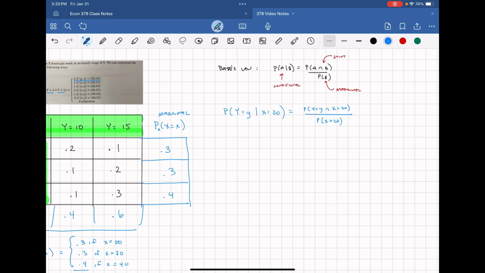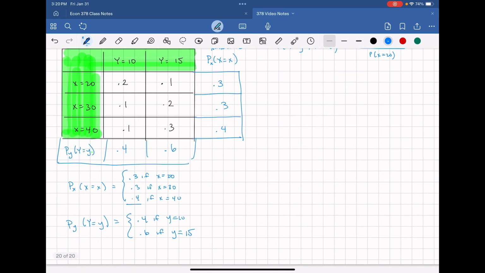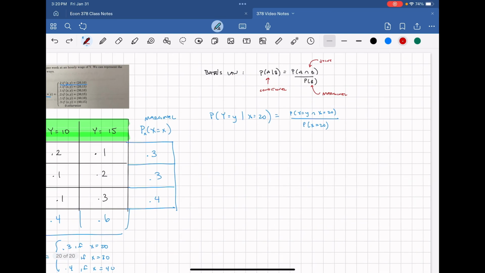So if I look over here, what's the probability that X equals 20? That comes from our marginal distribution. So that is 0.3.